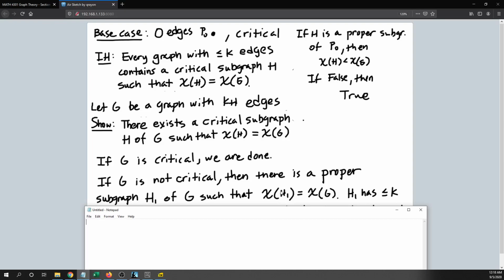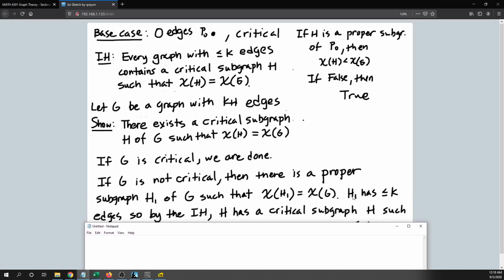So now that subgraph may be critical, in which case we would be done. But it might not be critical either. So if it's not critical, then what are we going to do? Well, I claim that we can assume that H1 has less than or equal to K edges, by the induction hypothesis. So why can we do that? Well, you might say at the very least you'd have to throw out something. If it's a proper subgraph, it's missing either an edge or it's missing a vertex.